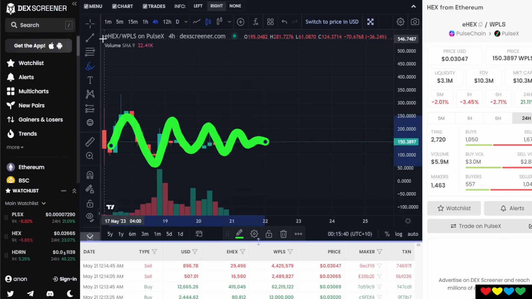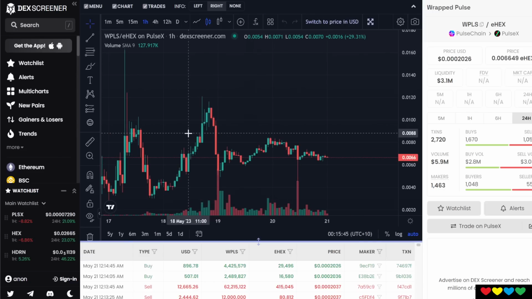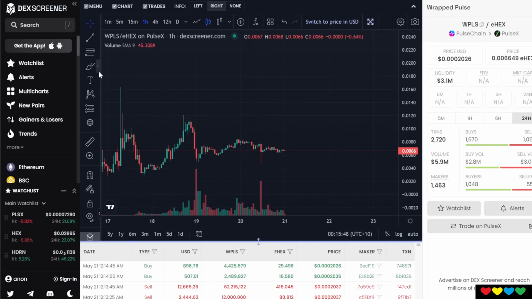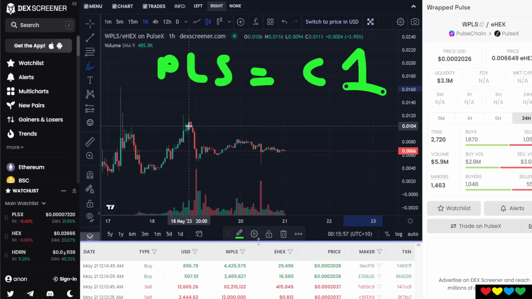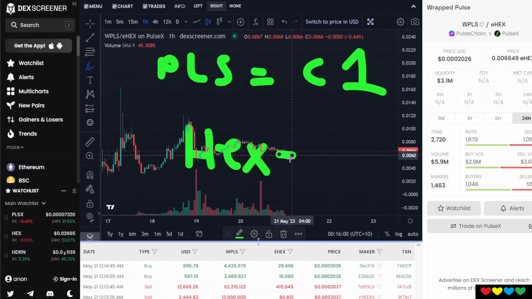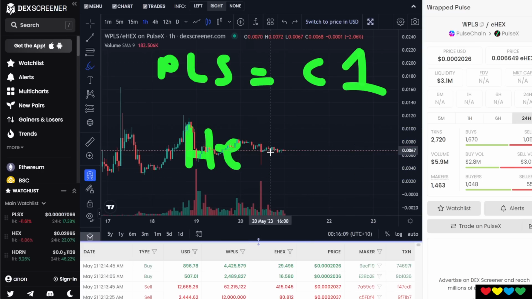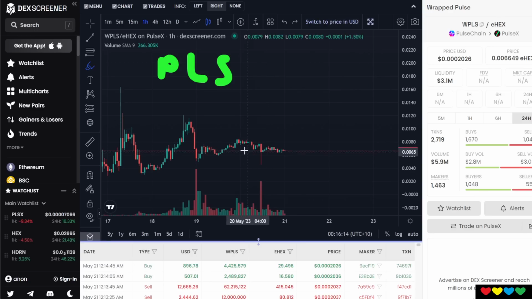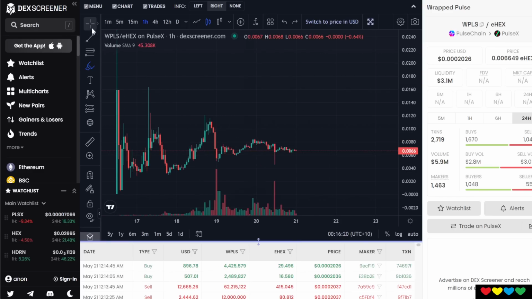But at the end of the day, remember this is eHEX to Pulse. I'm actually going to invert this, just to let you know this is a risk. Maybe not today, maybe not tomorrow, but someday. Because Pulse, PLS, equals cycle 1. Hex equals cycle 2. Cycle 1 coins usually pump harder than cycle 2 because they're new and they're fresh and they get new people in and we're like, woo! That's normally what happens. I don't know if that's going to happen now, but I'm just playing out the cards here for you. That is a risk.